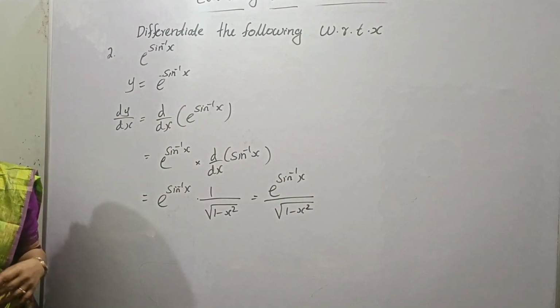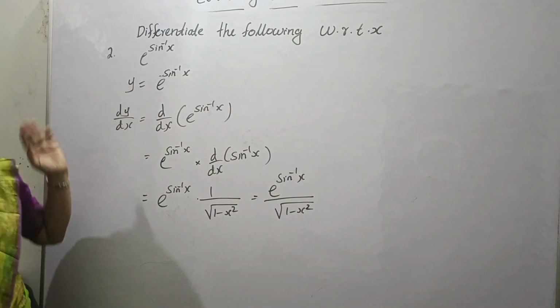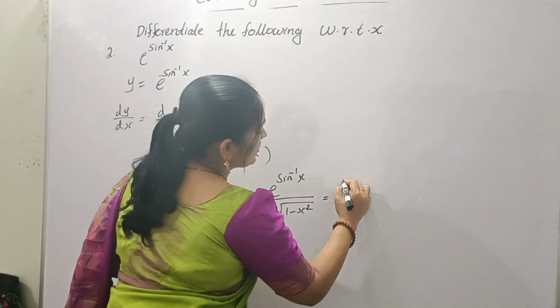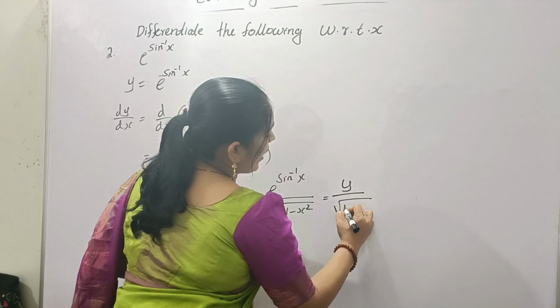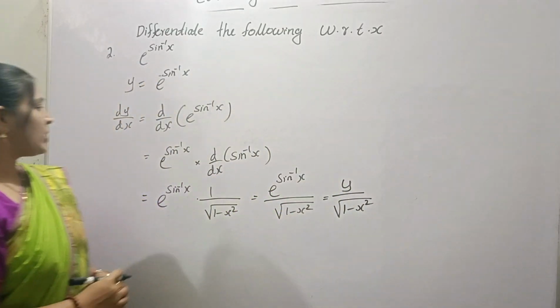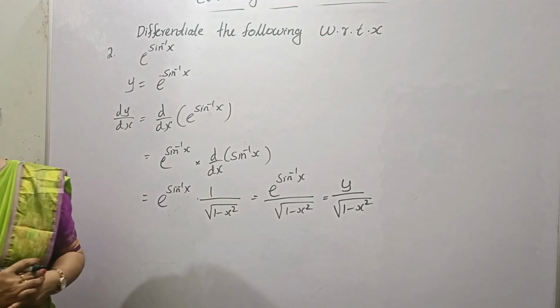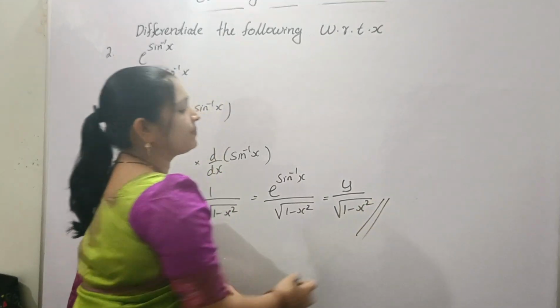See, what is e raised to sin inverse x? Y itself, right? So here we can substitute e raised to sin inverse x is equal to y. So y divided by square root of 1 minus x square. So dy by dx is equal to y divided by square root of 1 minus x square.